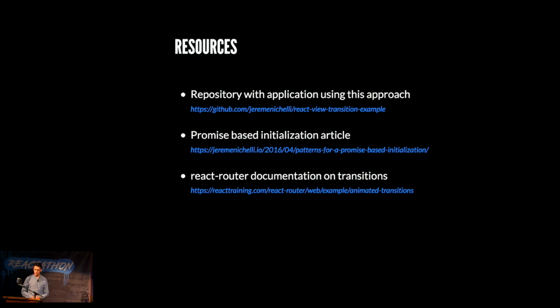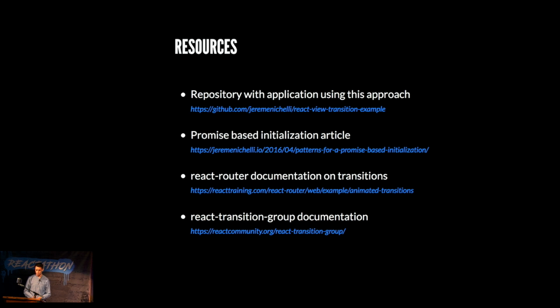The React Router documentation around transitions is pretty good. When I was trying to relearn the new API, it was really helpful. So check that out if you're more interested in this. And React Transition Group also has documentation. Not a fan, honestly, but it's complete. It has all the options, all the props, and all the hooks.